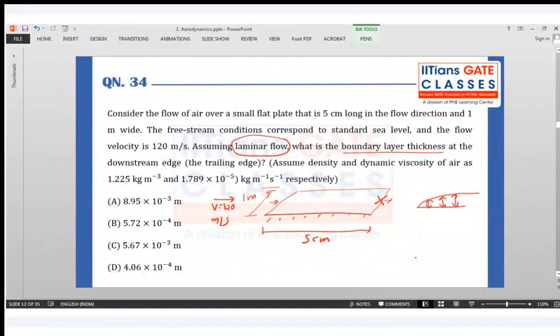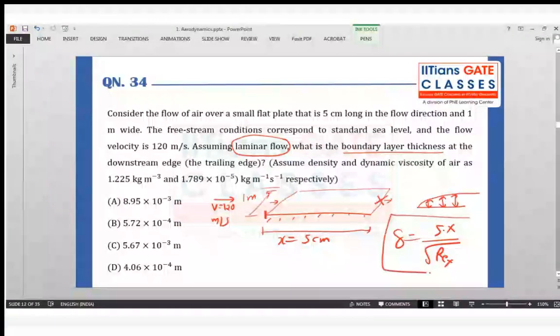This height has a formula. Does anybody remember the formula for the boundary layer thickness of a laminar flow? Yes, sir. It is equal to 5x upon under root of Reynolds number. 5 into x divided by square root of Reynolds number based on x, where x is the distance from the leading edge where you want to calculate the boundary layer thickness. So in your case, x is nothing but 5 centimeter.